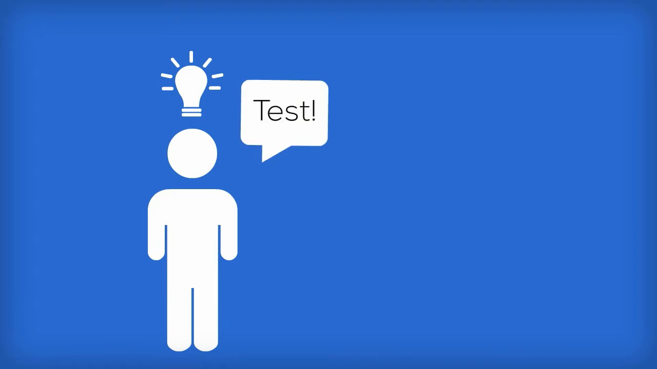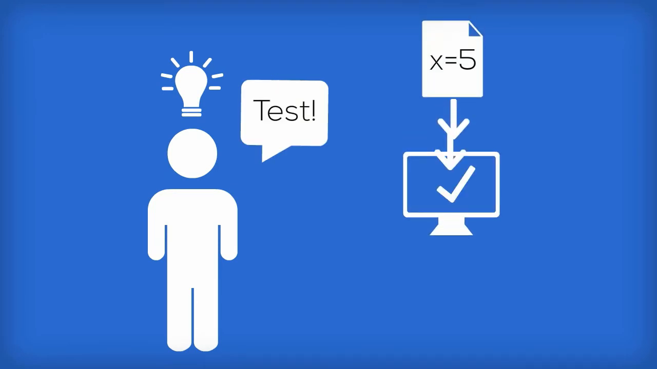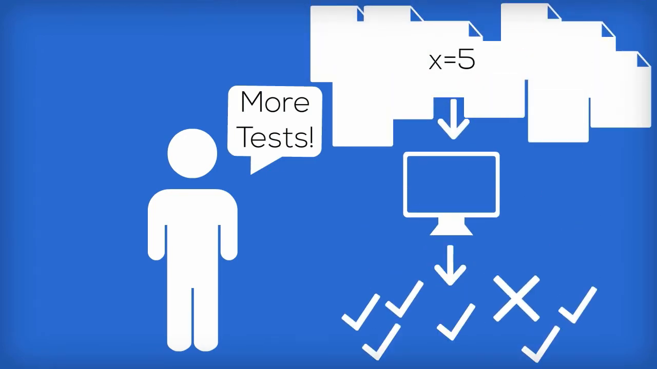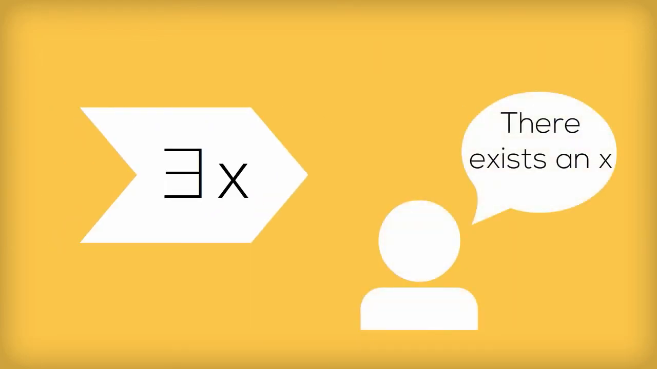Well, we can test. We can give a software a particular input and check for a particular output. And we could keep on going, and maybe we find an input that produces a bad output. But what we actually want to check is, for all x, does a particular bad output occur? Or does there exist an x such that this bad behavior happens?